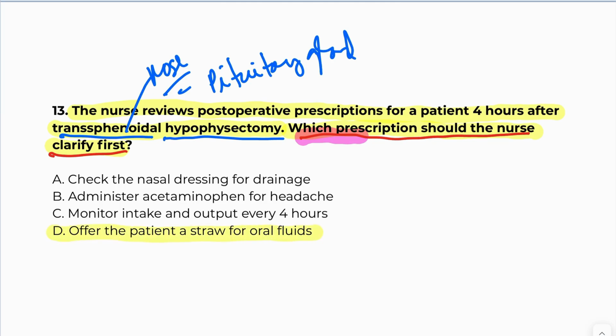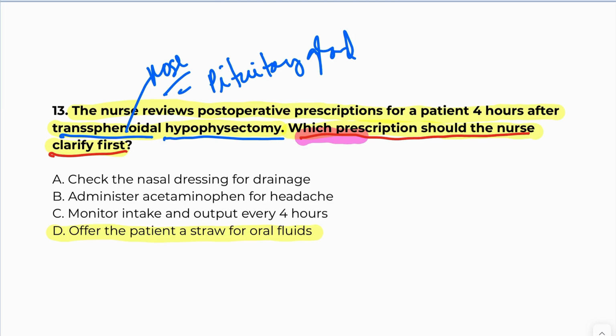And the reason why is when you sip through a straw, you increase pressure, and you don't want to have that pressure, especially in the head area, right? So that's the reason why D is the correct answer.